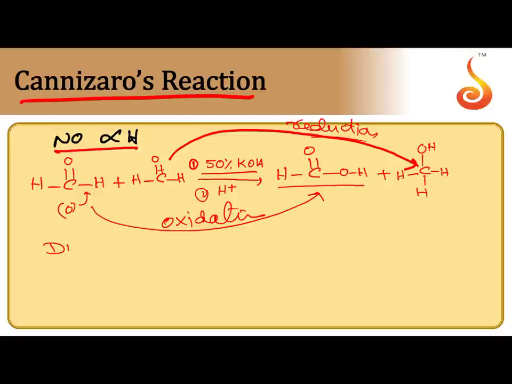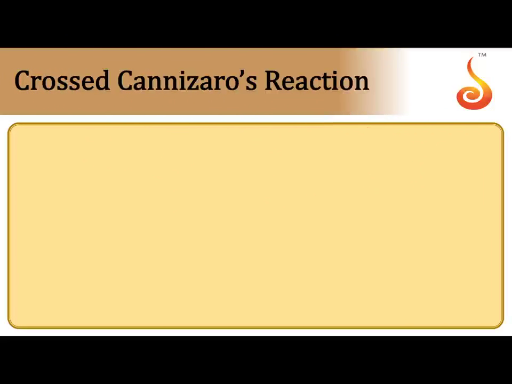That's why this type of reaction is called a disproportionation reaction. So when alpha hydrogen is not present, the Cannizzaro reaction takes place. Now the crossed Cannizzaro reaction. What happens if different aldehydes without alpha hydrogen are taken? Let us take formaldehyde and another one, benzaldehyde. In benzaldehyde also there is no alpha hydrogen. This is the alpha carbon. At this alpha carbon there is no hydrogen.